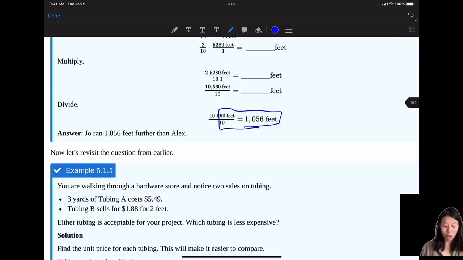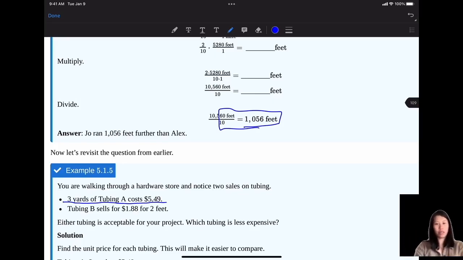Okay, so now here, this is really interesting. So sometimes when we're in the store, you're trying to think about, hey, which you have two brands of tissues or two types of meat or two types of different product. You want to see, hey, which one has a better deal. So that means we need to what? We need to find which one costs less per unit, but you have to use the same unit, right? So now take a look. 3 yard of tubing A costs $5.49, and tubing B sells $1.88 for 2 feet.